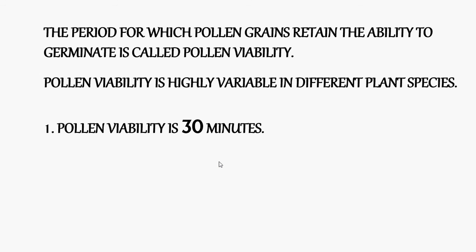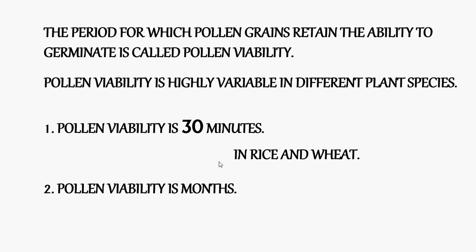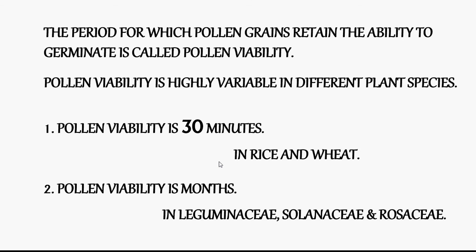The pollen viability is just 30 minutes in rice and wheat. In some plants, the pollen viability is some months, in the plants of the Leguminosae family, the Solanaceae family, and the Rosaceae family. In these plants, the pollen is viable for a few months. Whereas in rice and wheat, the pollen grains are viable, that means able to germinate, within 30 minutes. After that, they are no longer viable.